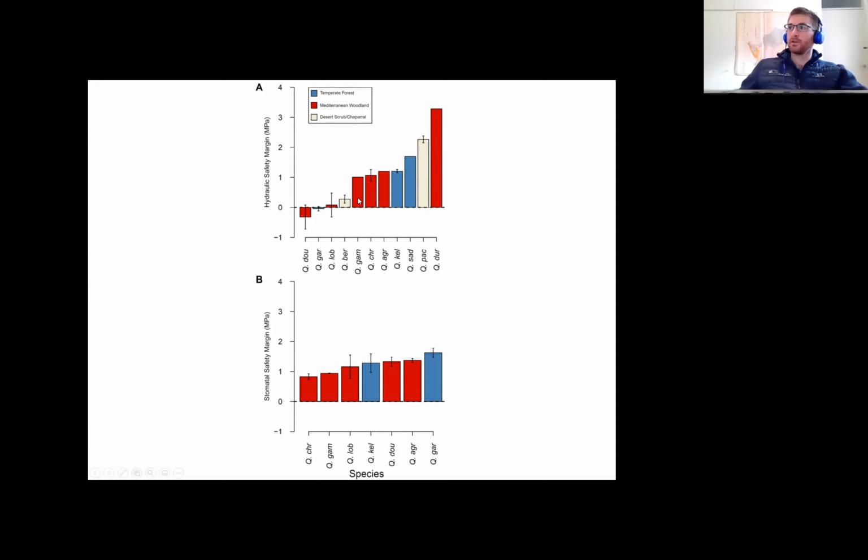So the species on this end here would be functioning relatively close to the edge, whereas these species have a fairly large safety margin, so they can experience maybe greater or more severe droughts and still have some margin from experiencing catastrophic damage. And when we assess the stomatal safety margin, so this is now the difference between when the stomata close and when the plants lose 50% hydraulic conductance, we see that most species tend to close their stomata well before they experience this catastrophic loss of hydraulic conductance.